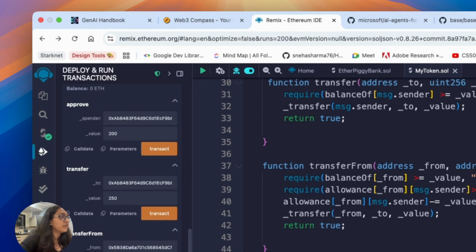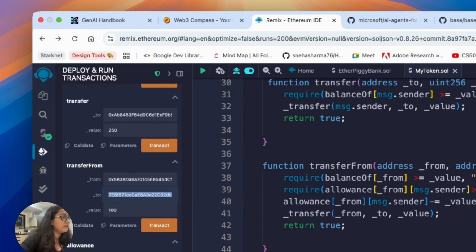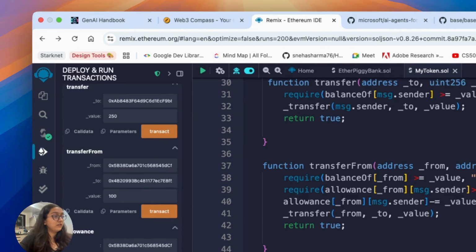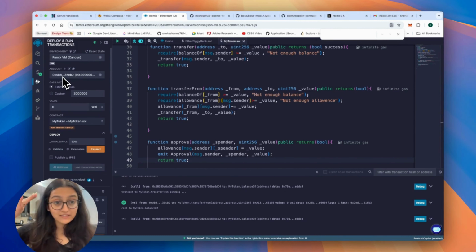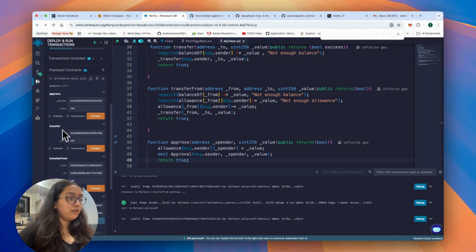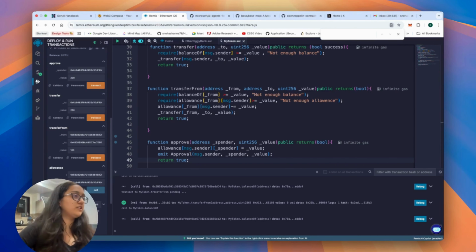Now, if I want to just check the balance of this person, let's just check the balance here. It changes to 650, right? So then we did the transaction through this account because this is the account that had the allowance to spend 200 tokens. And I've spent 100 already and you saw the deduction.